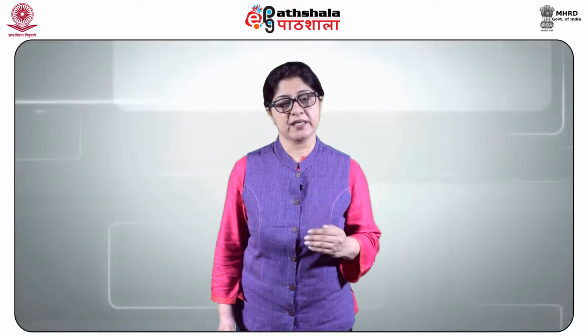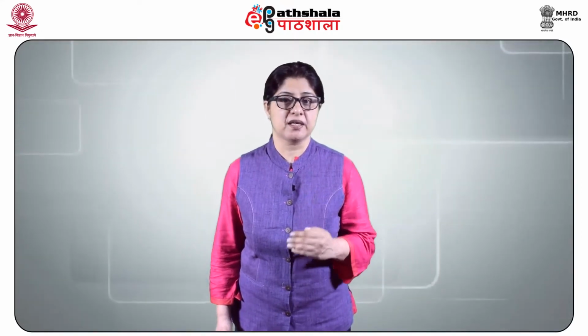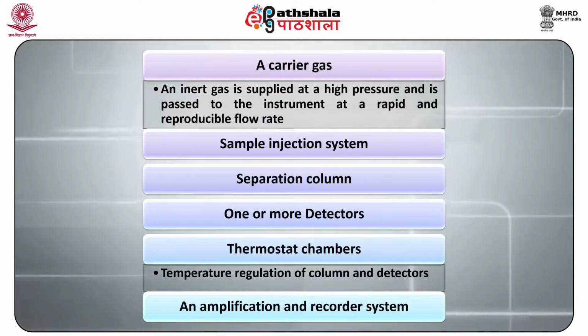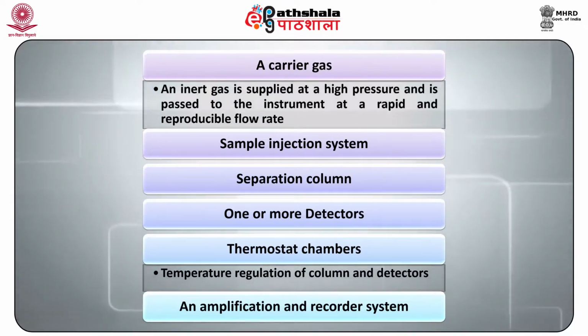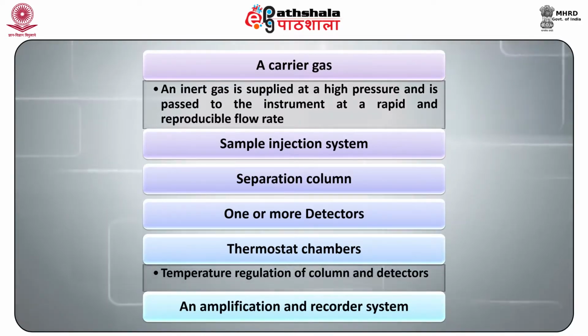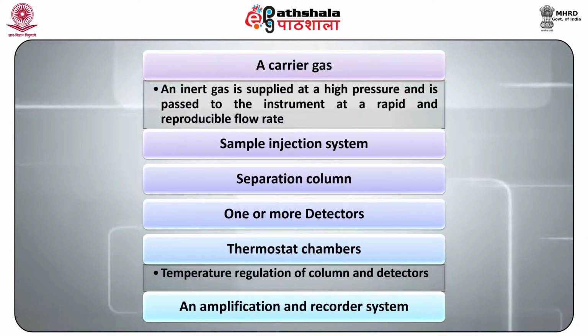Basically, all gas chromatographs, whether GLC or GSC, consist of 6 basic components: a carrier gas, which is an inert gas supplied at a high pressure and is passed to the instrument at a rapid and reproducible flow rate; a sample injection system; the separation column; one or more detectors; a thermostat chamber for the temperature regulation of the column and the detectors; and finally an amplification and recorder system.